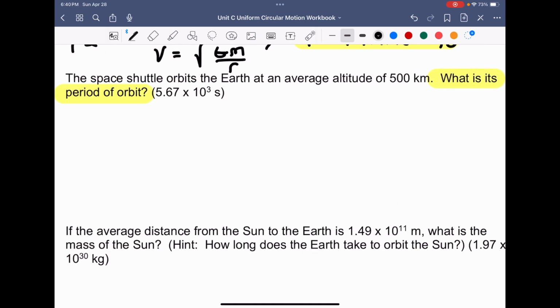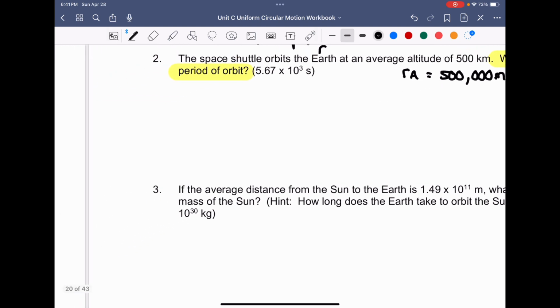What we need to do right away, just like I've been telling you the whole year, is deal with the kilometers. They love to see if you'll get caught on this on the final exam or on any sort of exam. The average altitude, I'm just going to call this radius A, because this is how far it is above Earth's surface, is equal to 500,000 meters. We're going to multiply it by 1,000, and that's going to give us that new value in meters.